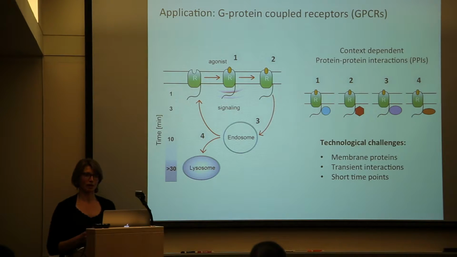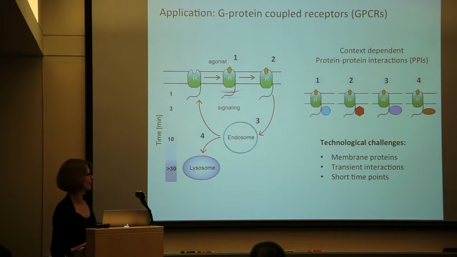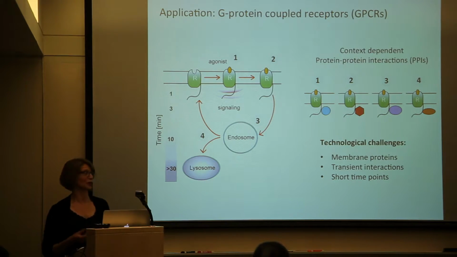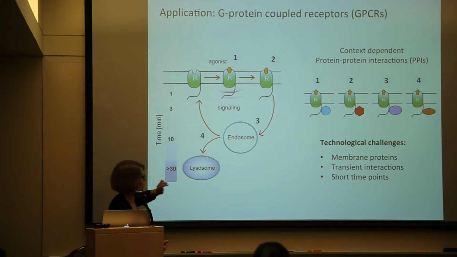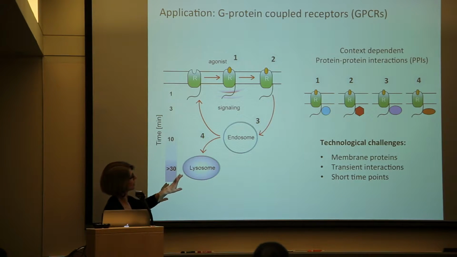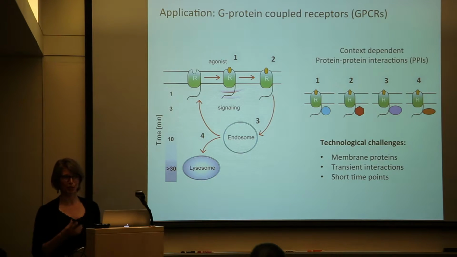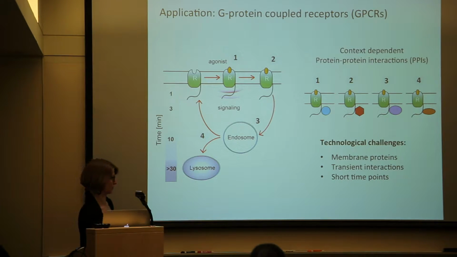G protein coupled receptors are obviously very important because a lot of pharmacological drugs target them, and there's a big interest in finding out what proteins regulate these receptors, but it has been very challenging to do so. First of all, G protein coupled receptors are membrane proteins, and as you may know if you have worked with membrane proteins before, they are really difficult to purify. Then many of the interactions at the different stages are transient, which makes it difficult to stabilize them during purification.